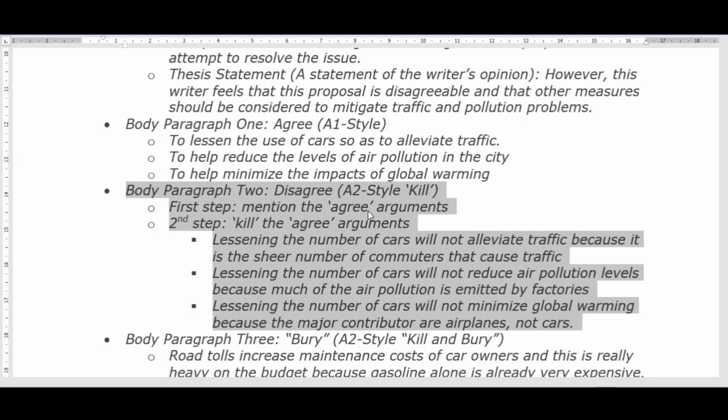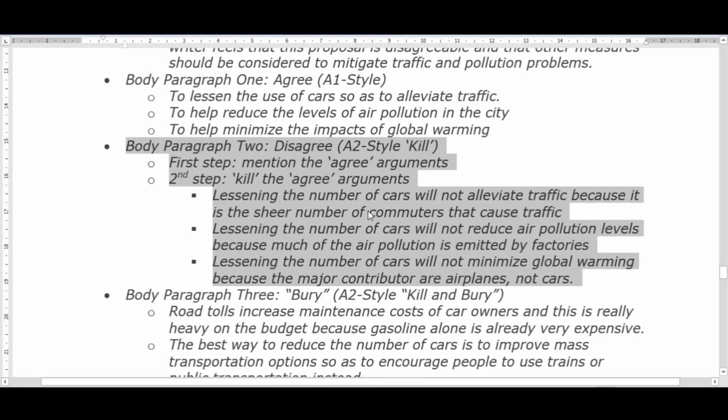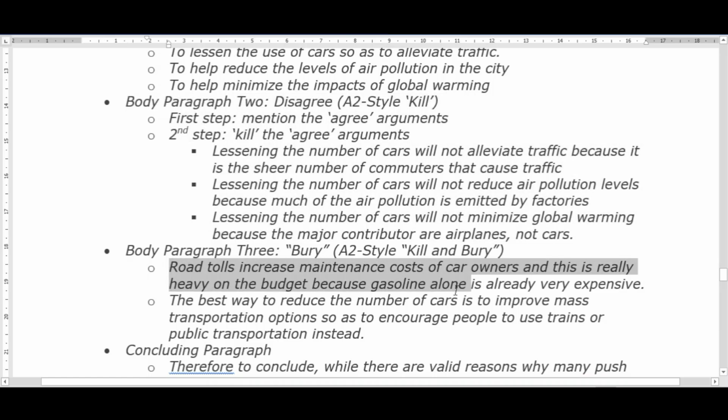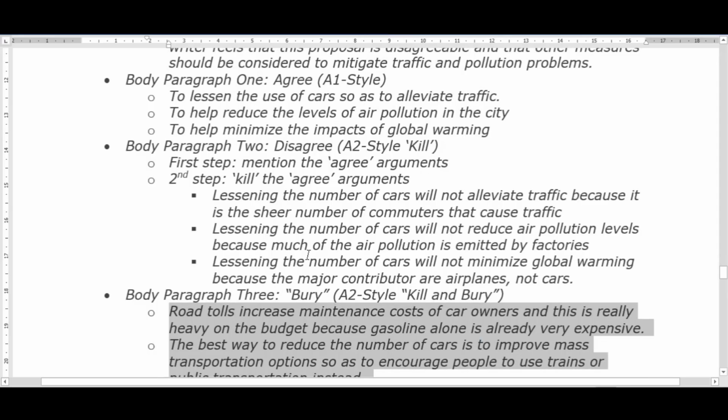Remember, the kill and birdie is essentially a 3-paragraph essay. So the birdie style now is the arguments for your side of the issue, wherein you now mention that road tolls increase maintenance costs of car owners, and this is really heavy on the budget because gasoline alone is very expensive. And then you can also say that the best way to reduce the number of cars is to improve mass transportation options so as to encourage people to use trains or public transportation instead. These are all valid arguments, but these arguments actually do not kill the arguments over here.